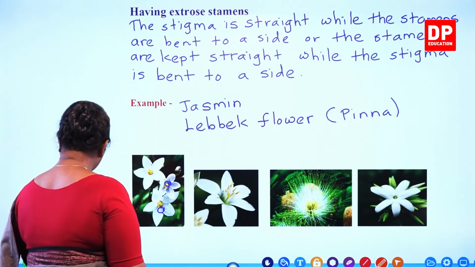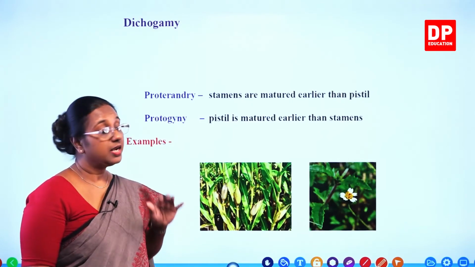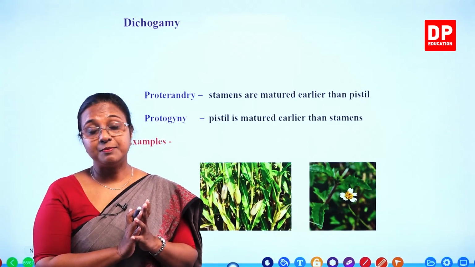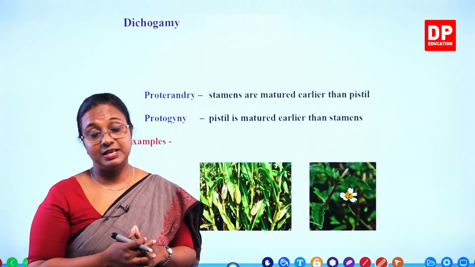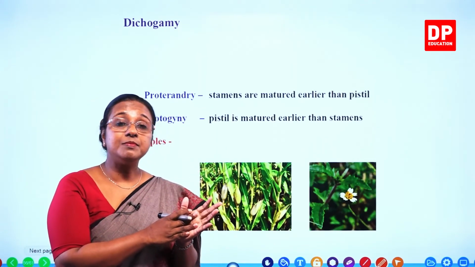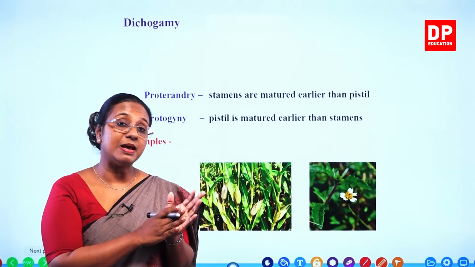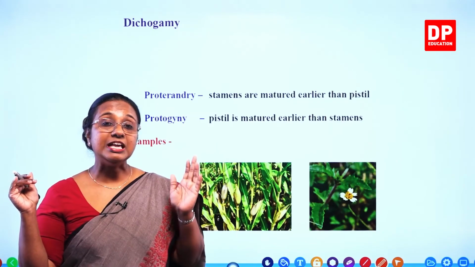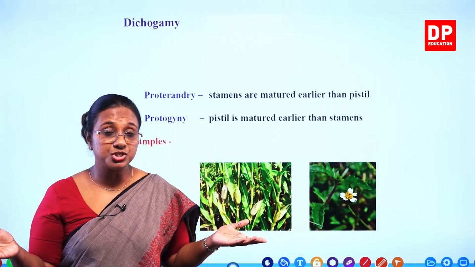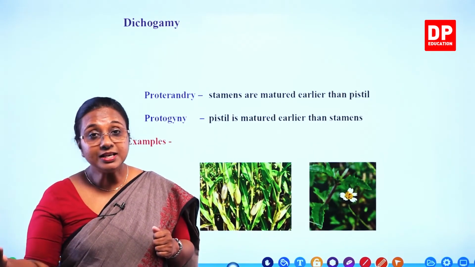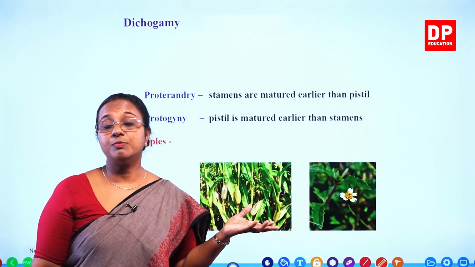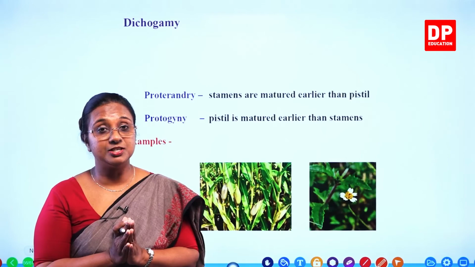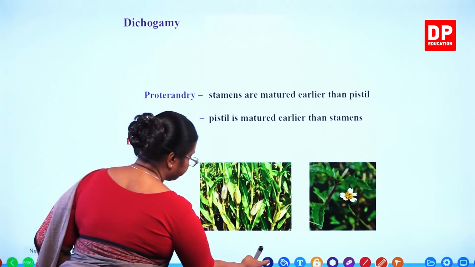With that, I will move on to the last one, dichogamy. Now, dichogamy means maturing of the male and female reproductive structures at different time periods. So that when the male reproductive structure, that is the stamen, is mature, the stigma or the pistil is not mature. So even if the pollens fall on the stigma, there is no chance for fertilization. Whereas when the pistil is mature, the stamen may not be mature. So both stamen and pistil mature at different time periods. That is known as dichogamy.